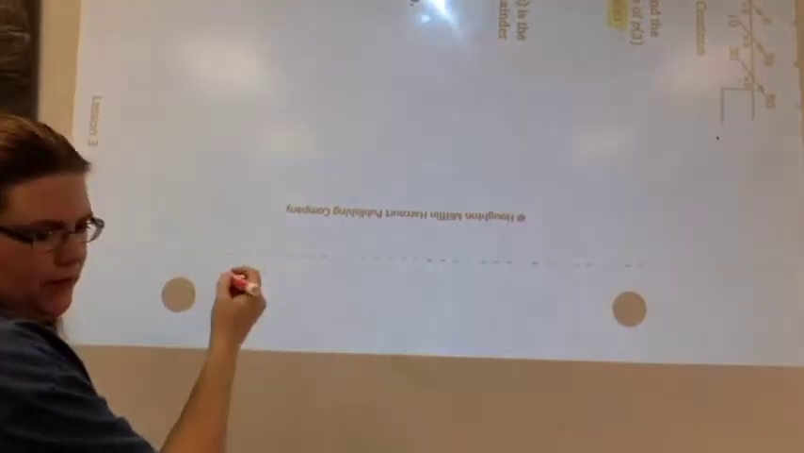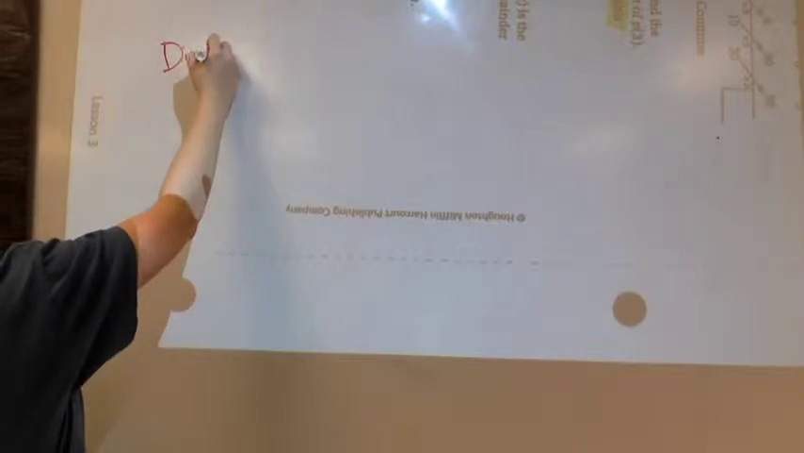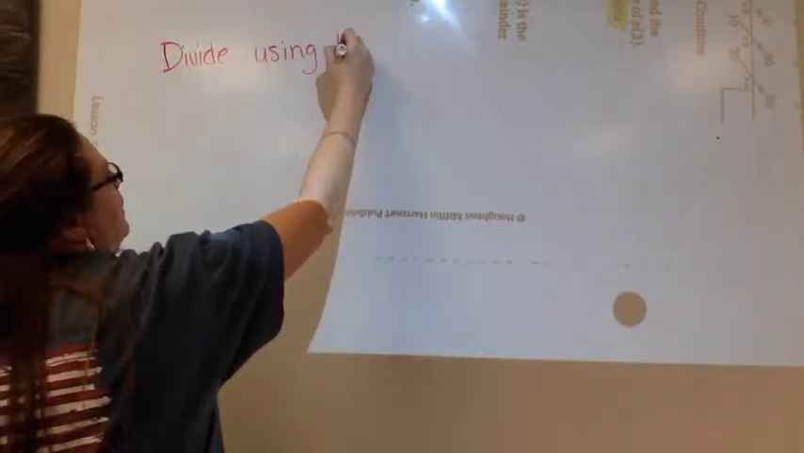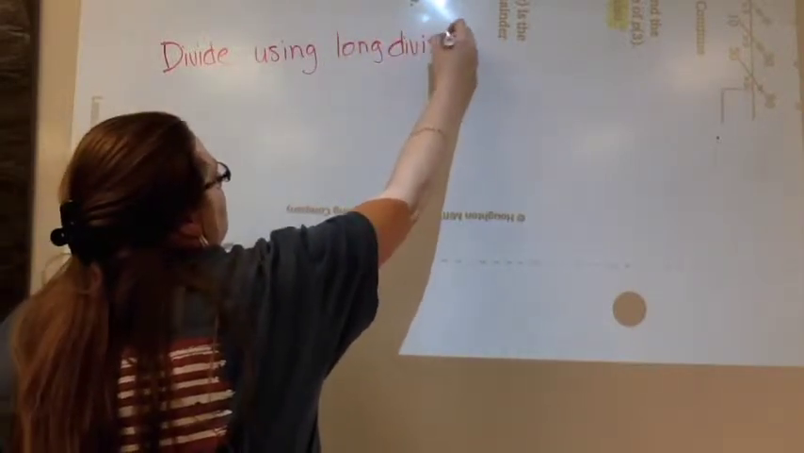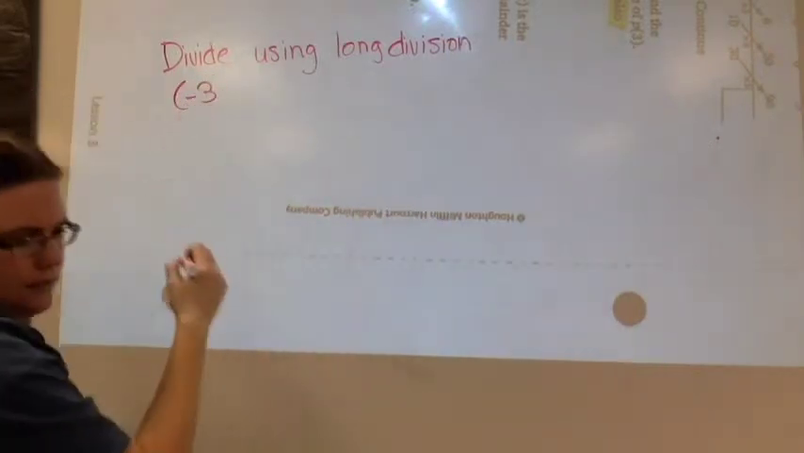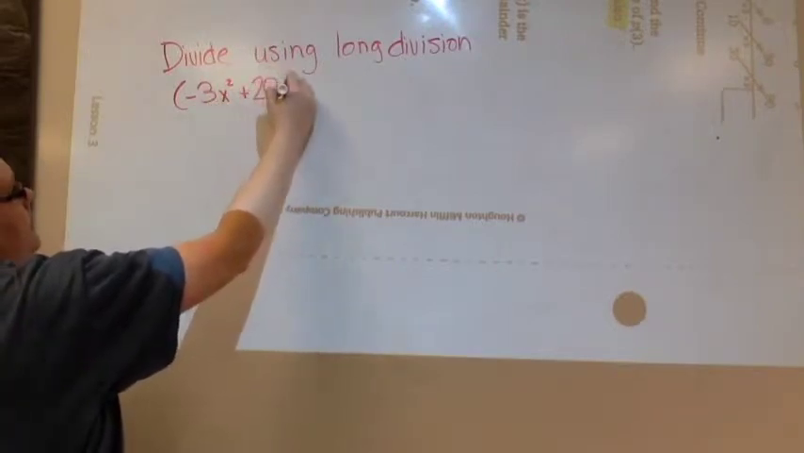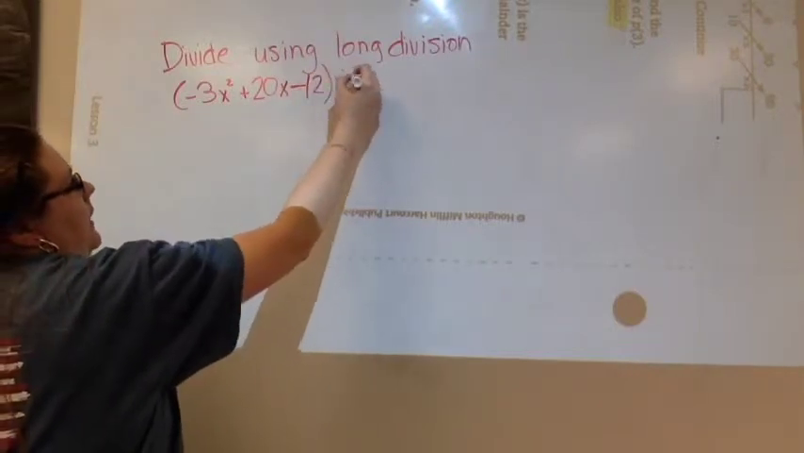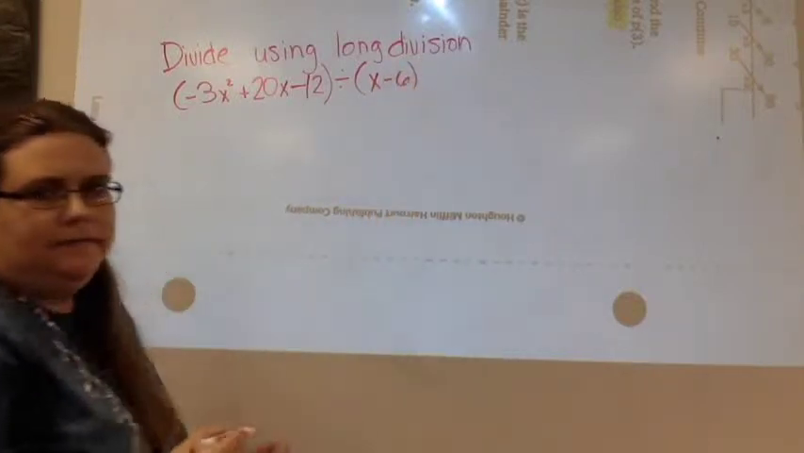We are going to divide first using long division. Add these to your worksheet, please. Divide using long division. And we're going to divide the problem negative 3x squared plus 20x minus 12. We're going to divide that by x minus 6.